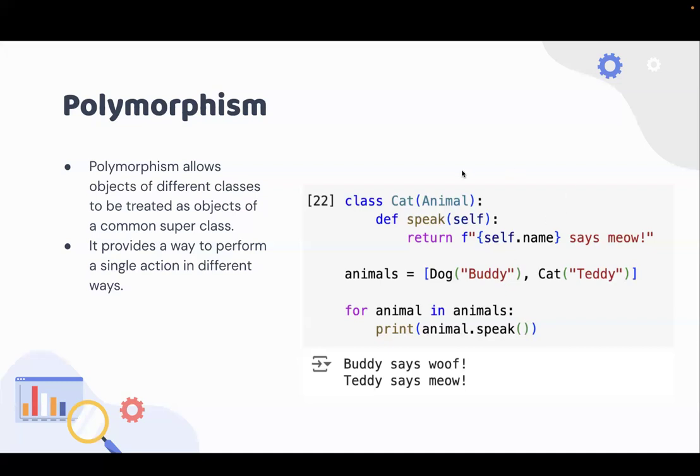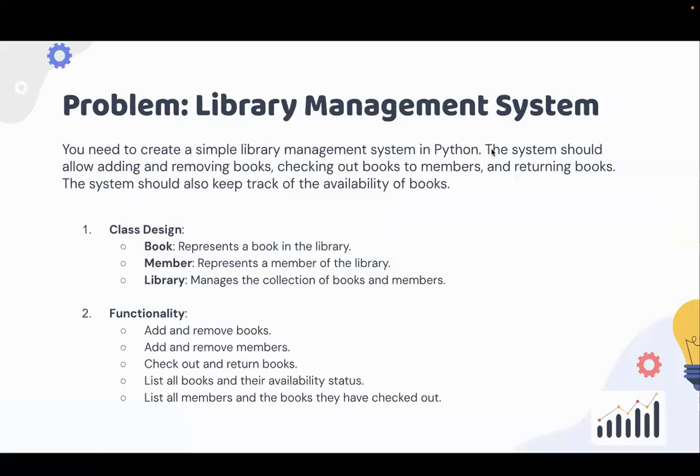Okay, I believe you guys are tired. So if there are no questions, we will get to our final problem set today. After we have all of this information and knowledge, I want you guys to create a library management system. For this problem, you need to create a simple library management system in Python, and it should allow adding and removing books, checking out books to members, and returning books. The system should also keep track of the availability of the book.